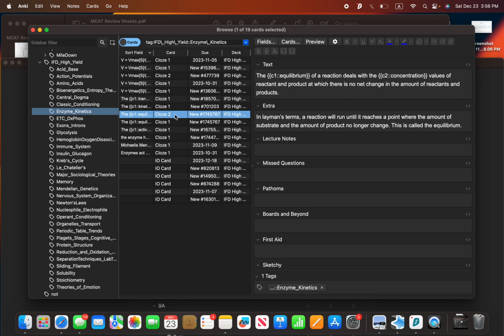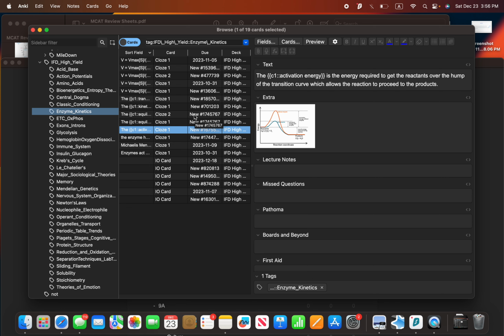The equilibrium of a reaction deals with the concentration of the reactant and product, at which there is no net change in the amount of reactants and products. So when it's all balanced out, there is no reactant turning into product, or vice versa. That is the equilibrium state. In layman's terms, a reaction will run until it reaches a point where the amount of substrate and amount of product no longer change. This is called the equilibrium.